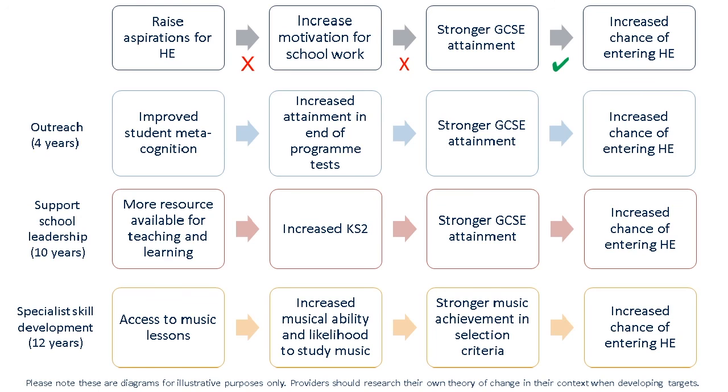Now, you'll see on the top line, this is the example that Rich has just provided to you, where you can see that you have links between certain elements that may or may not be quite strong. And as Rich has already identified, the link between raising aspiration work and increased motivation for schoolwork, through the evidence we have, isn't particularly strong, and nor is the link between that and then stronger GCSE attainment. However, the link between strong GCSE attainment and increased chances of entering higher education is very strong. So you really need to look at that in some detail and think about the evidence you've got underpinning the approaches that you're taking.